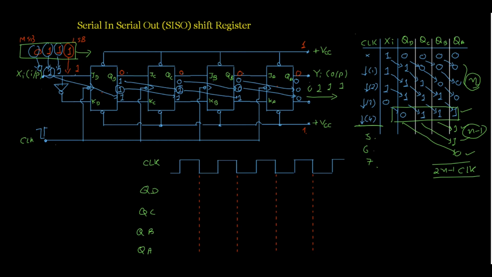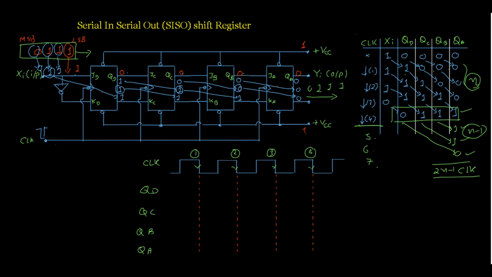Here these flip-flops are operating at a negative edge. So my first negative edge is this, second negative edge is this, third negative edge is this, and this is the fourth. So at 4 different negative edges, let us see what is the output of each flip-flop.